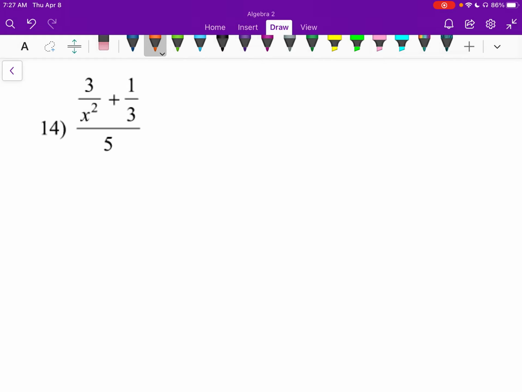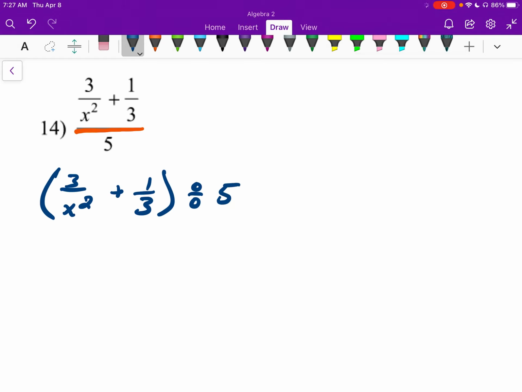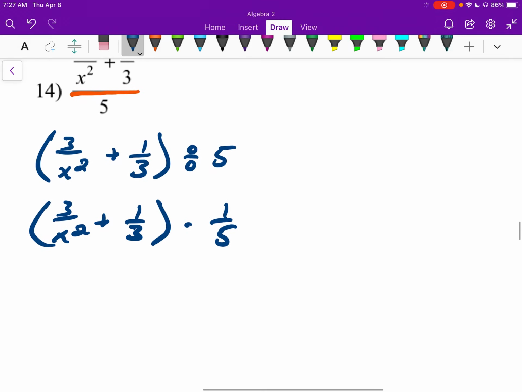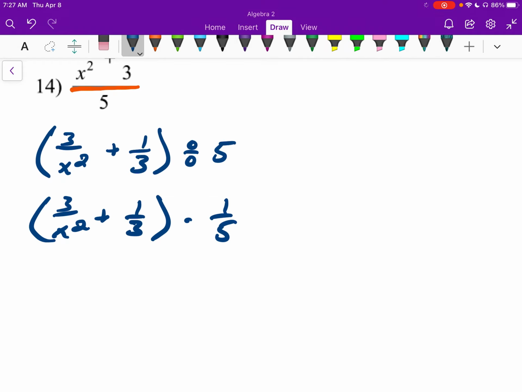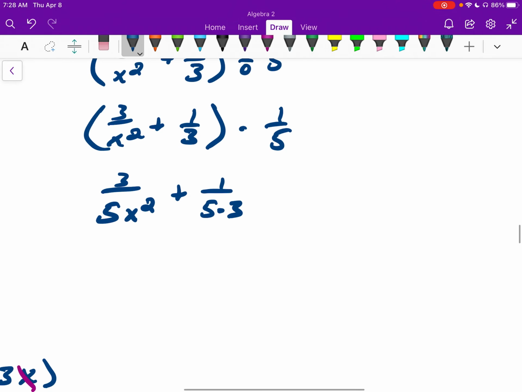Same process. We're going to change this division symbol into a multiplication symbol. So this will be 3 over x squared plus 1 over 3, and then it's divided by 5. This will be 3 over x squared plus 1 over 3 times 1/5. And I'm going to go ahead and distribute in that 1/5 because it's very easy to do. So this will be 3 over 5x squared plus 1 over, and I'm going to leave this as 5 times 3. I'm going to leave it kind of separate like that.